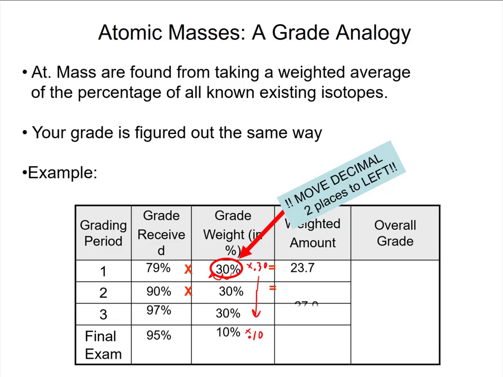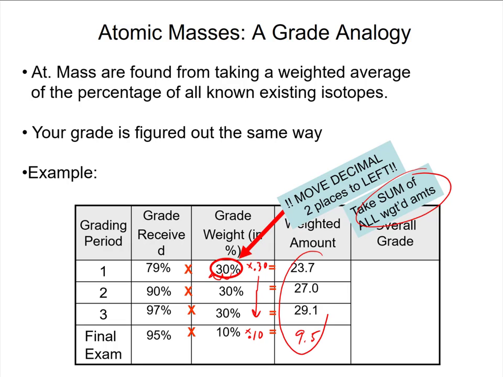Do the same for the second grading period, and then do the same for the third grading period, and then do the same for the final, and then you get 9.5 here. And then what you do is take the sum of all the weighted amounts. So if you add all these numbers up together, let me add these in my calculator: 23.7 plus 27 plus 29.1 plus 9.5. And this comes out to 89.3% overall. That would be the overall grade.